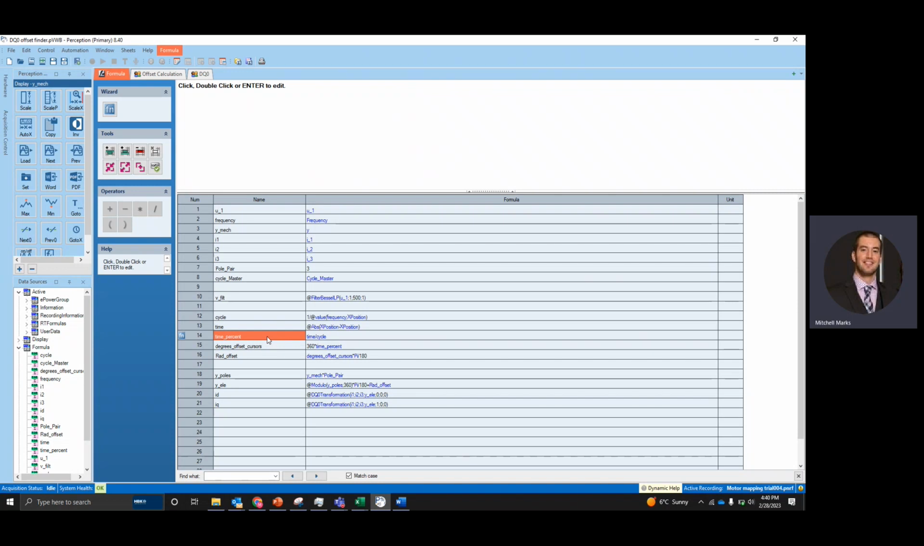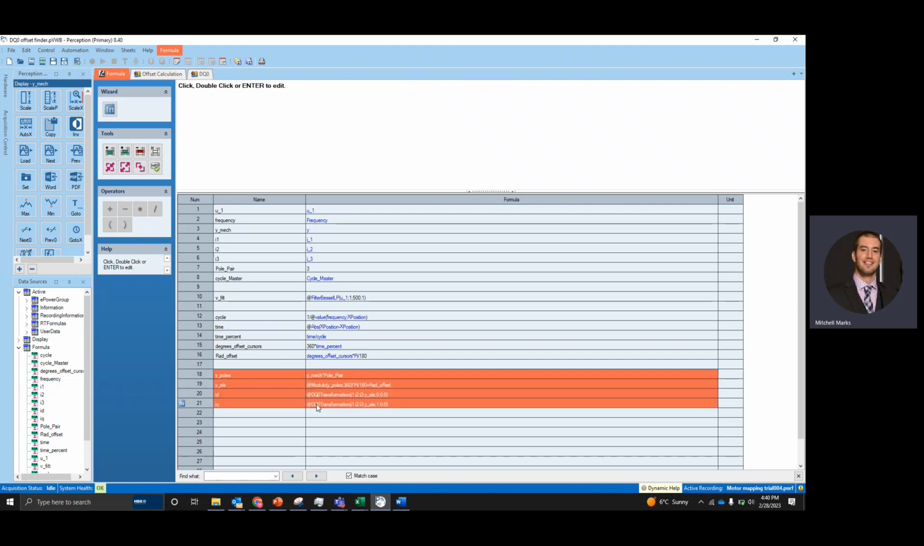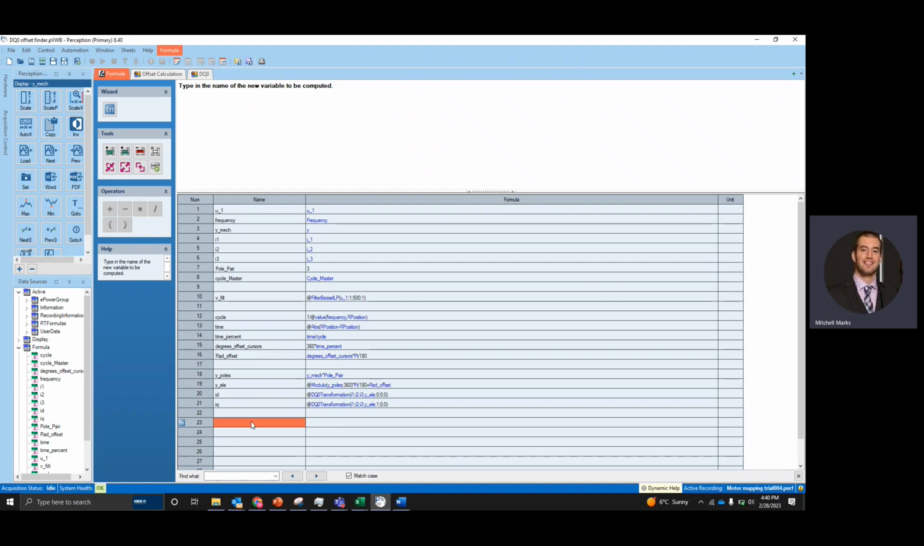Time percentage: we're going to look at the total time period of the fundamental frequency, and then take the percentage of the offset between the encoder angle and the back EMF. Again, we'll show that. Then it's just 360 times that to get to degrees, and then a simple conversion to get to radians. And then I run the DQ0 calculation. Perception has a really easy way to run DQ0 in the post process or in real time.